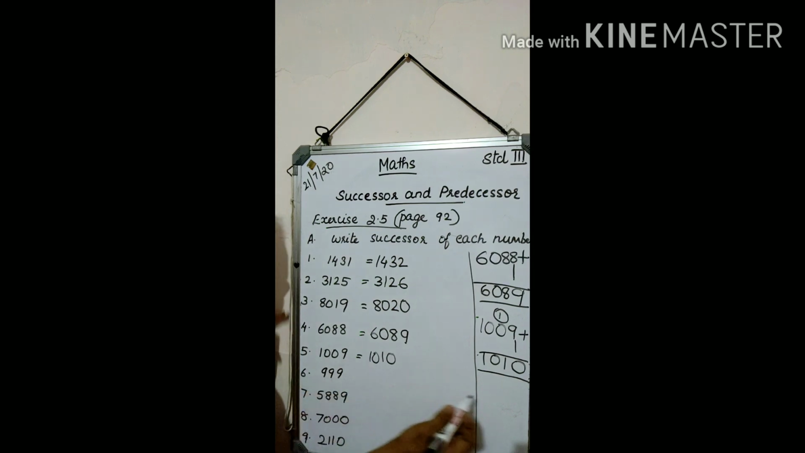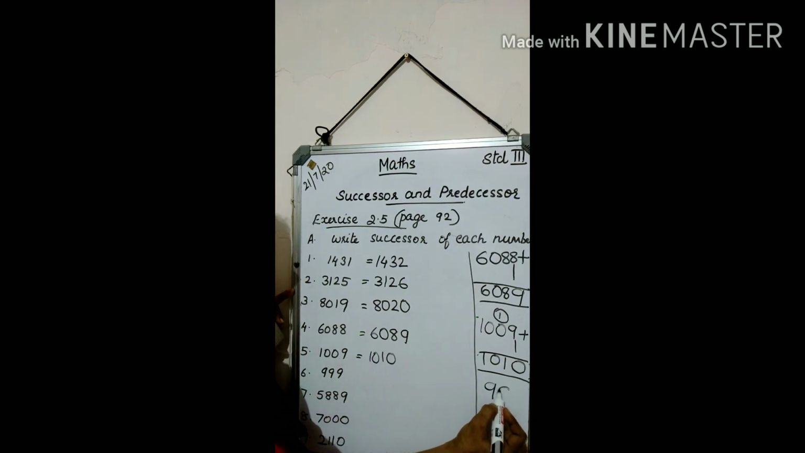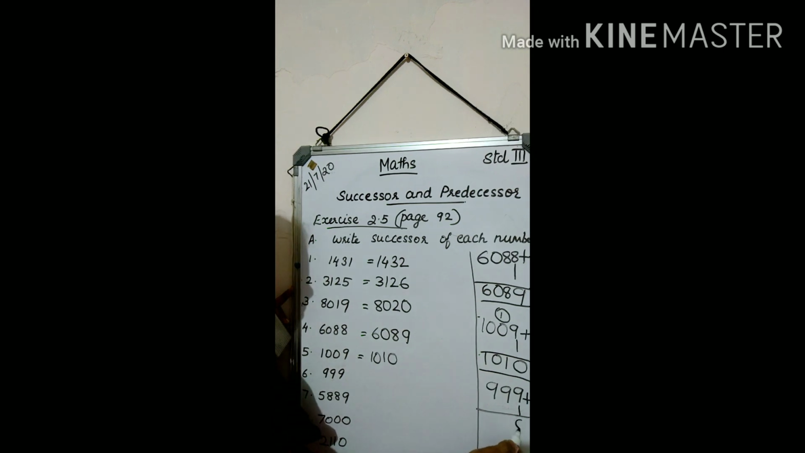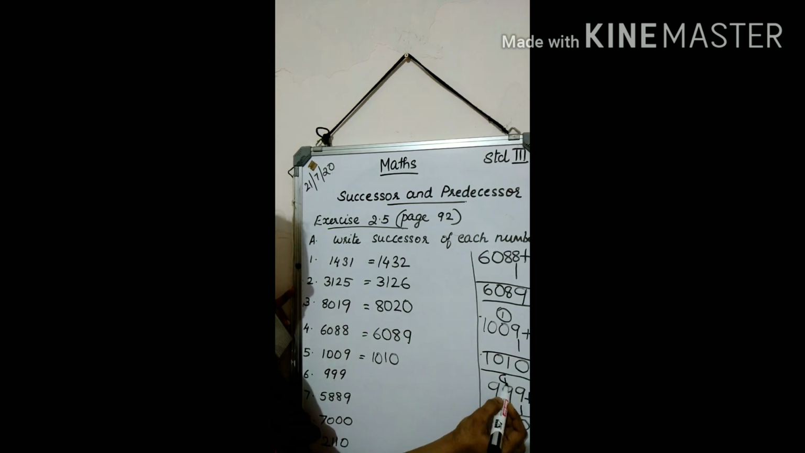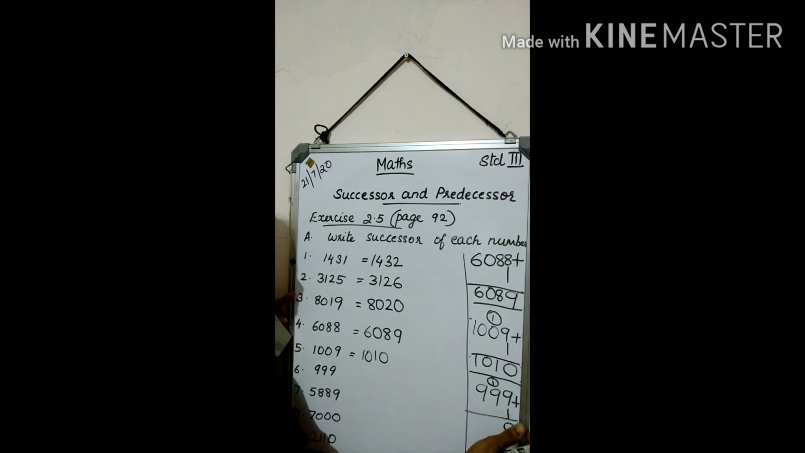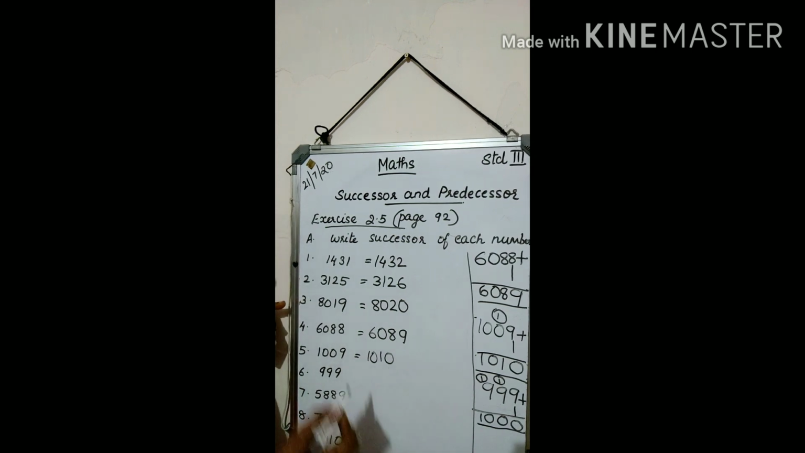What will be this answer? 999 plus 1. What will be this answer? 9 plus 1, 10. You know that is 10. This 1 goes here. 9 plus 1 again gives 10. So we write 0 here. Add 1 to this 9. It again gives 10. 1 0 0 0. So the answer is 1000.